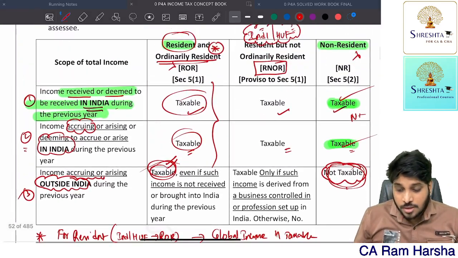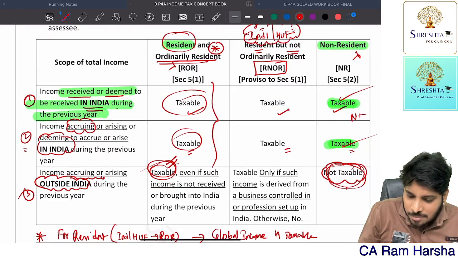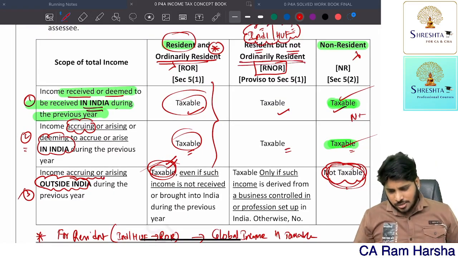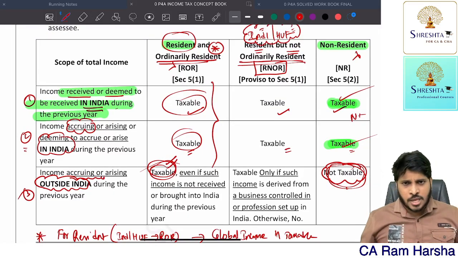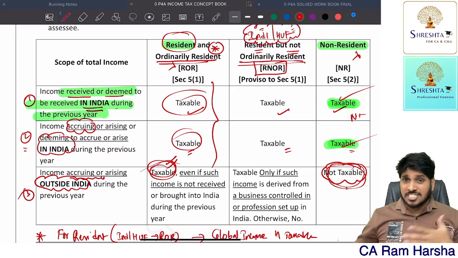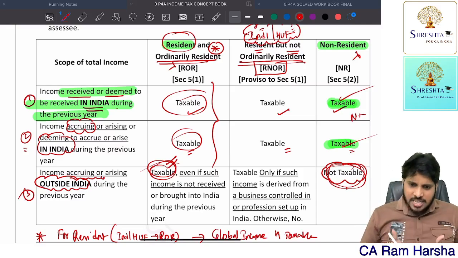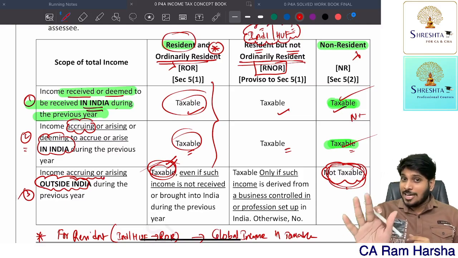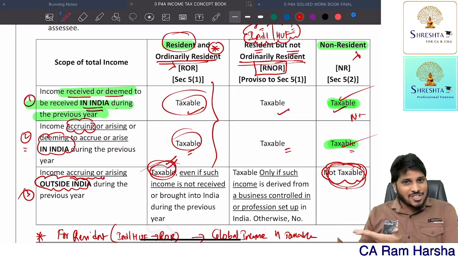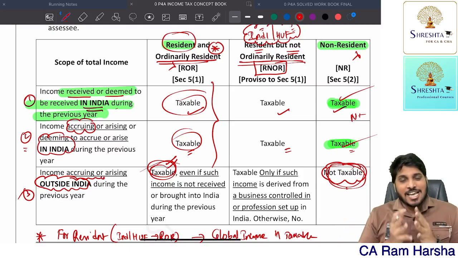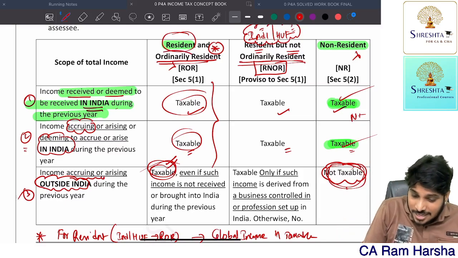Now, what about a resident but not ordinarily resident? He is a resident in the current year, but in the last 4 years, 3 years, 7 years, he is not a resident. This year only he came to India, and this year he became a resident. He is a resident, but ordinarily he is not resident. Ordinarily he is not staying in India. Only this year he is staying in India.